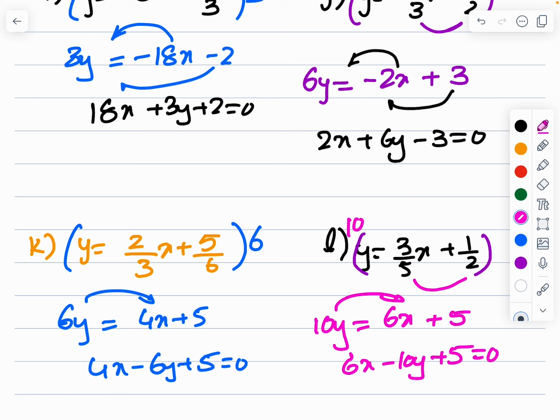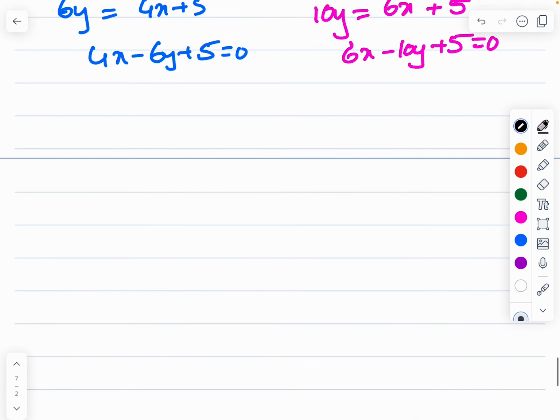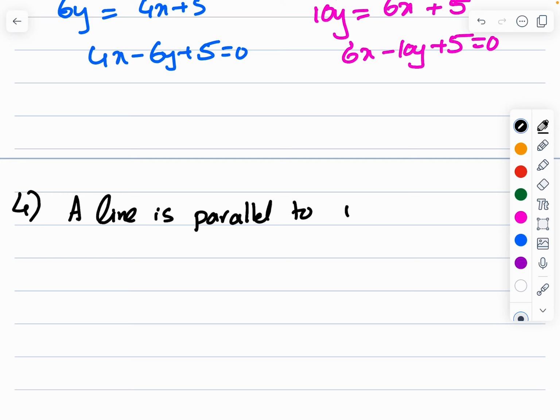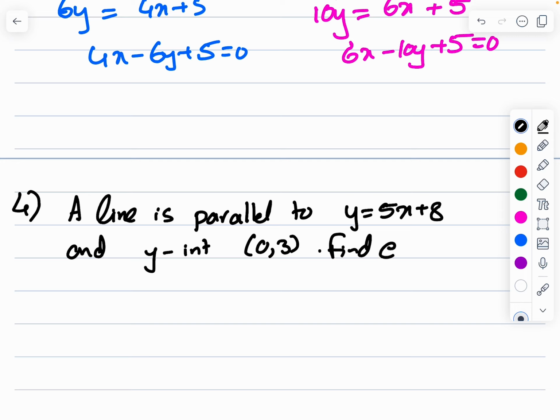Now coming to the next question. So what is the next question? We'll write it out over here. The next question is, a line is parallel to y equals 5x plus 8 and y-intercept is (0, 3). Find the equation of the line.